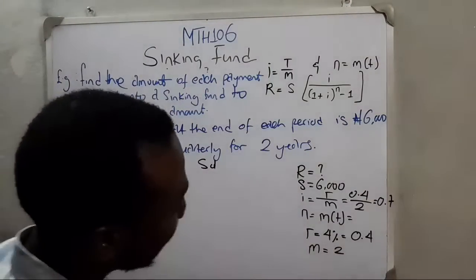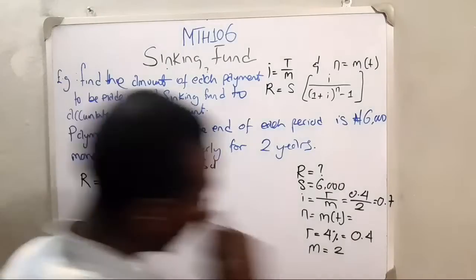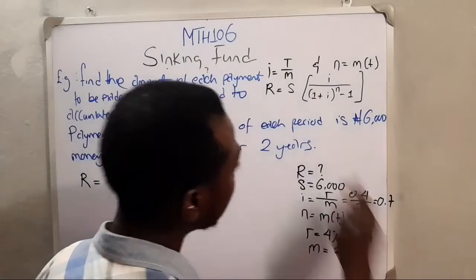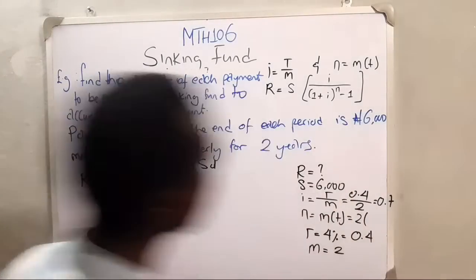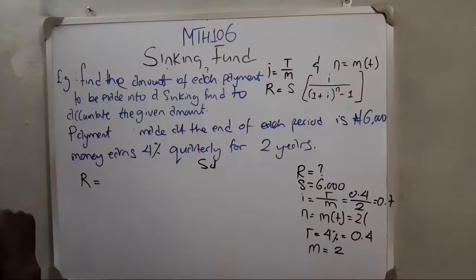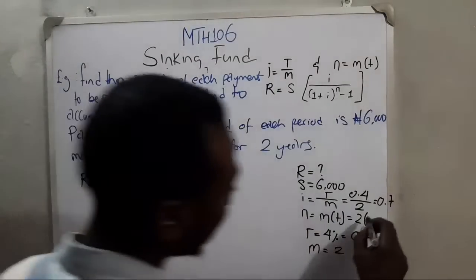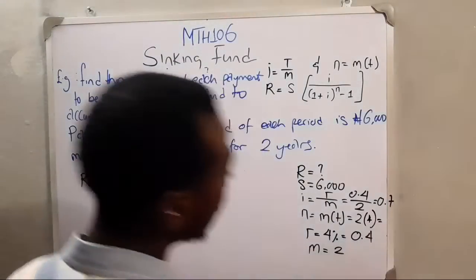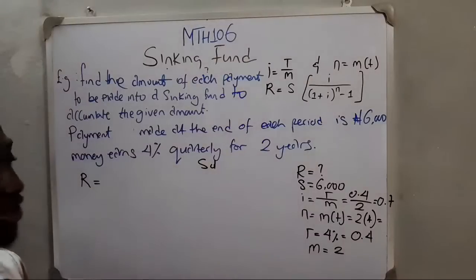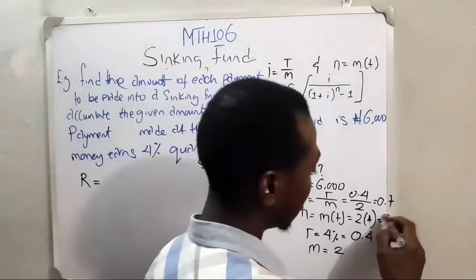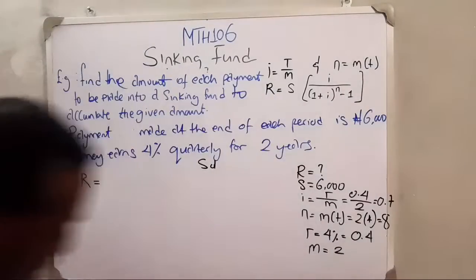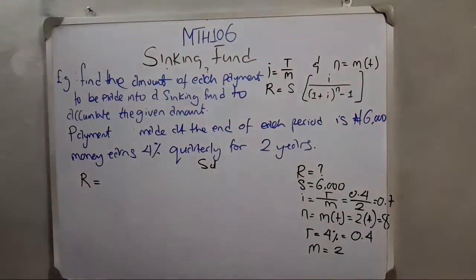For our N, we have 2, which is our M, the number of years, and the period is quarterly. Quarterly is 4. That means 4 by 2, which should give us 8.